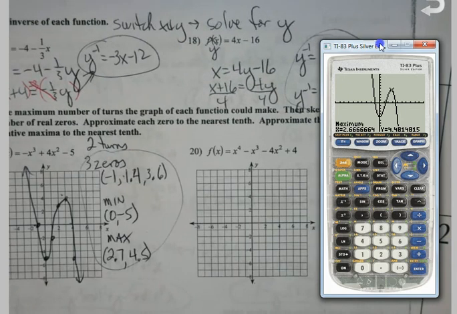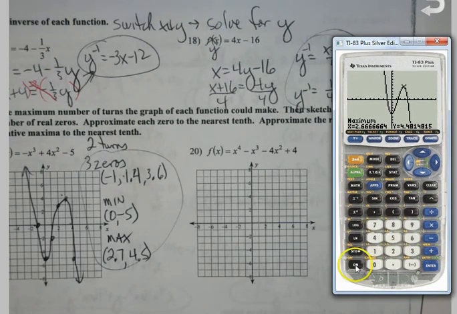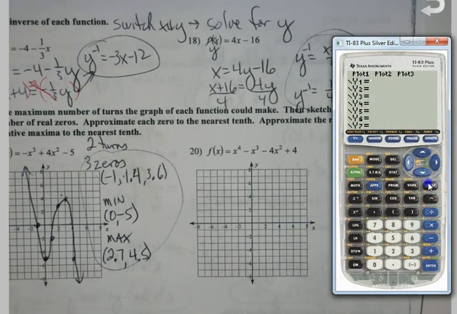Scooch this over a bit. So one last one here. Fourth, x to the third, squared plus 4. Okay, I approximately see what the graph is going to look like.